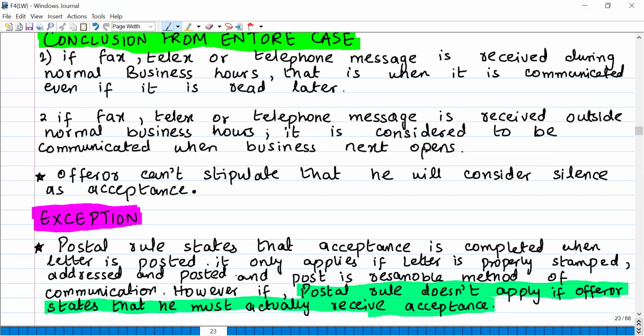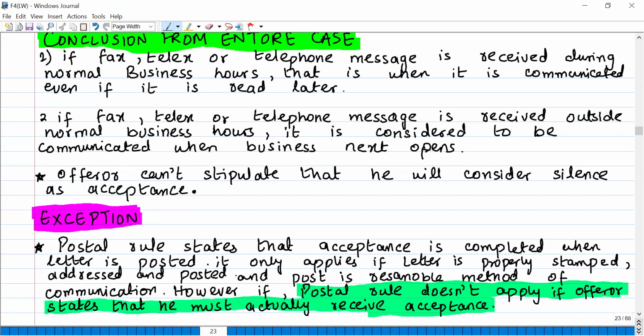That is the postal rule. The postal rule states that acceptance is completed when the letter is posted. It only applies if the letter is properly stamped, addressed, and posted, and post is a reasonable method of communication. The general rule states that acceptance is effective when it is communicated, but the postal rule is an exception. When one party has posted an acceptance letter, that is when the acceptance is made, regardless of when the other party receives it.